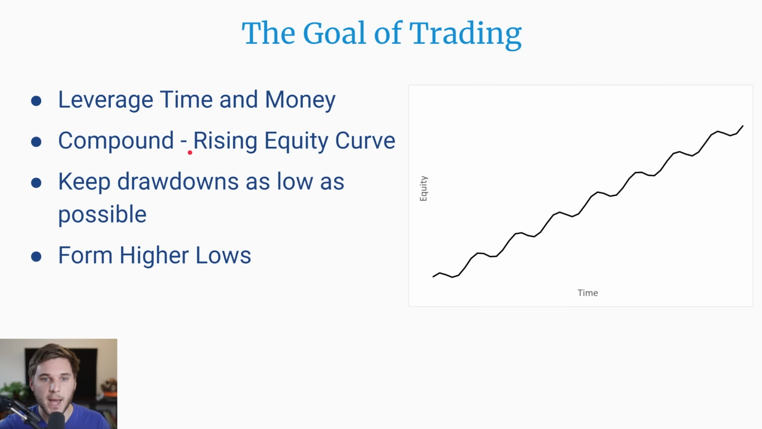So as traders, we want to compound and have a rising equity curve with higher lows here. And we want to keep those drawdowns as low as possible and form these higher lows. And pivot points and basically breakout trading using this method is an excellent way to do that, because you know very quickly if you're right or if you're wrong. And if you are right, you can automatically move your stop up to break even or the low of the day. And if you're wrong, you'll be stopped out very quickly as well.